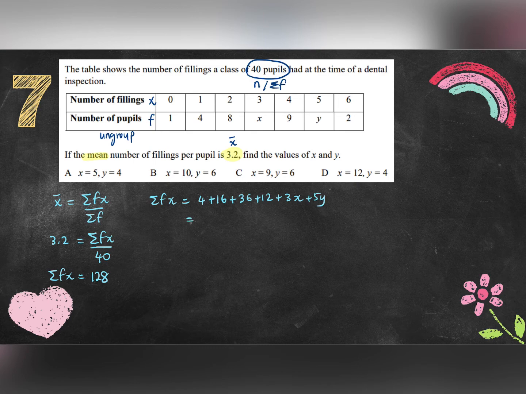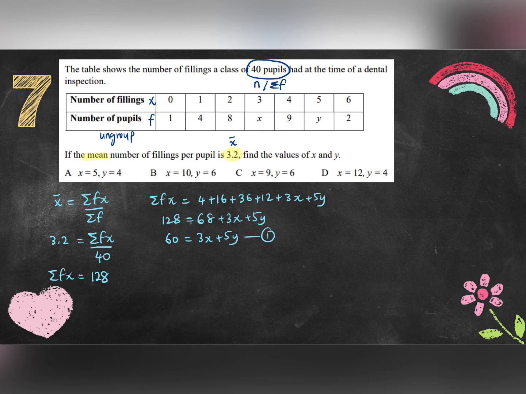So, 20, 36 and 12, 68. So, I get 68 plus 3x plus 5y. And tadi kita dah tahu dah value kepada summation fx ini adalah 128. So, from here kita boleh dapatkan the first equation. The first equation will be 60 equals to 3x plus 5y. So, this is our first equation.